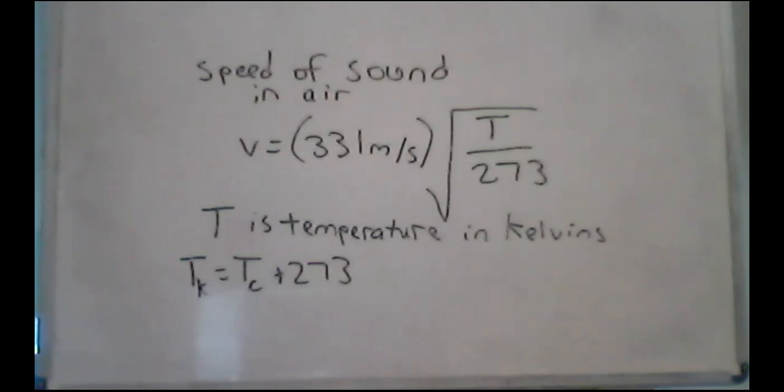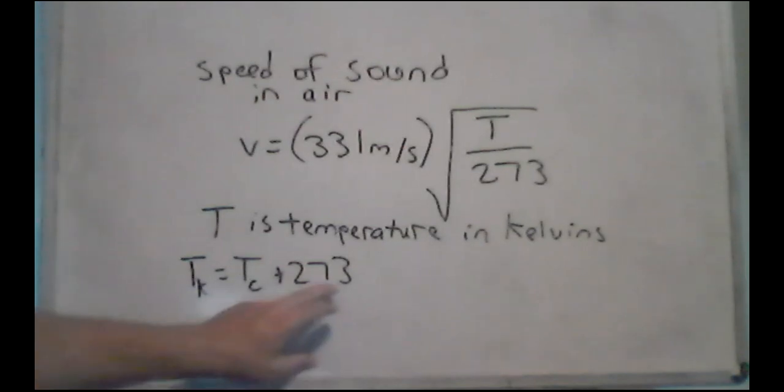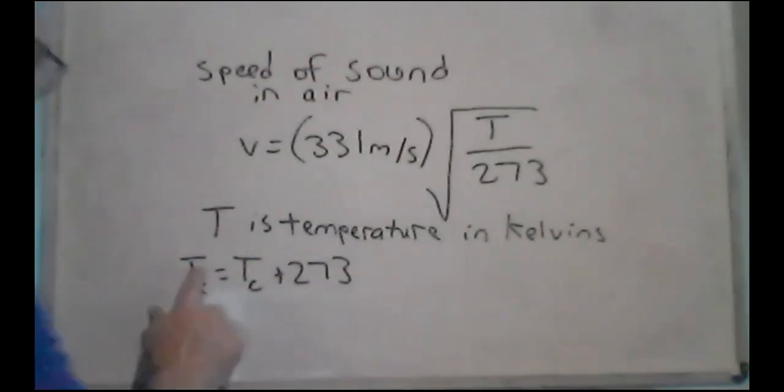Freezing point of water is 0 Celsius. That's the same as 273 Kelvin. The boiling point of water is 100 degrees Celsius. That's the same as 373 Kelvin. All right, and so it's a nice, easy formula to get there.